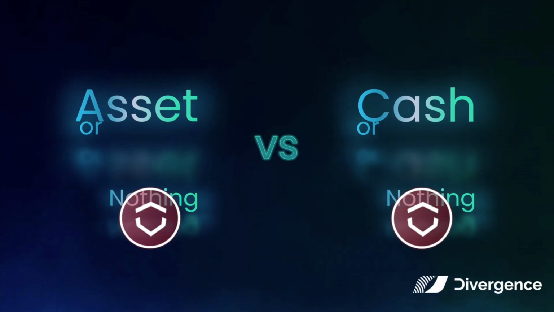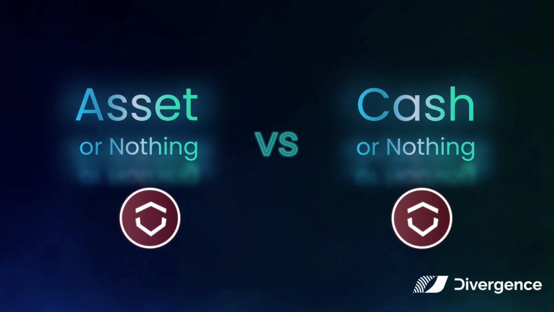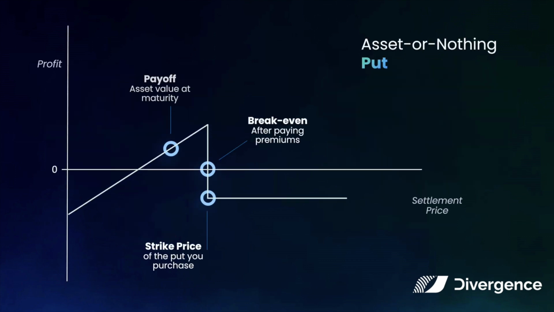On Divergence, binary options come in two forms: asset-or-nothing or cash-or-nothing. We'll explore what you can do with these put options. First of all, let's see what happens when you fund an options pool with an asset token like wrapped Ethereum.